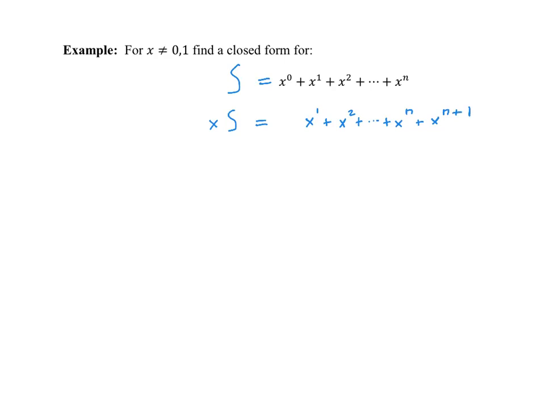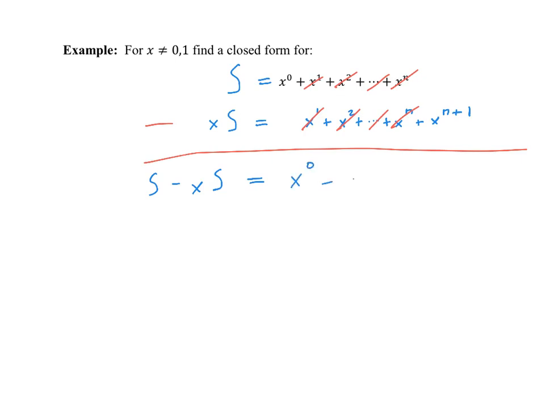Now to find my closed form, I'm going to take those two expressions and subtract. So top expression minus bottom expression gives me s minus x multiplied by s. And then all of these terms in the middle here, they all cancel out for us, even the dot dot dot all the way up to the x to the power n. So all that's left is x to the power 0 minus x to the power n plus 1. So on the left-hand side, we can go ahead and factor out an s. So we can write s multiplied by 1 minus x.